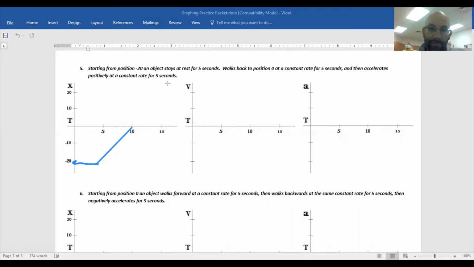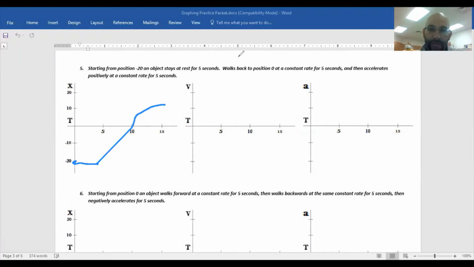And then we accelerate positively for the last 5 seconds. So again, we're going to have a slope, but in this case, because we're accelerating, our slope is changing. So we're going to curve for the last 5 seconds. You could also curve this way as well. Either way is fine.